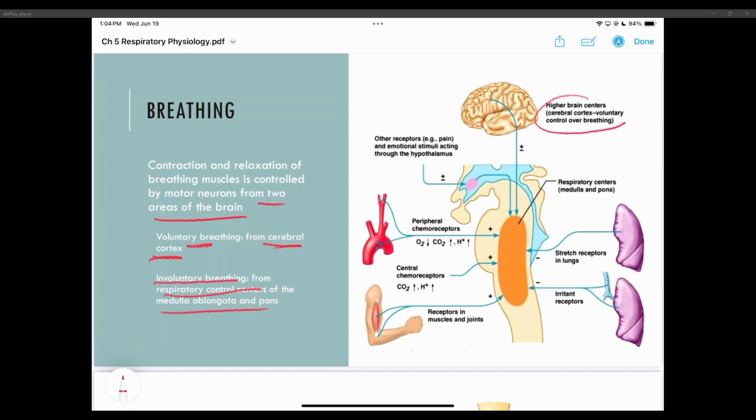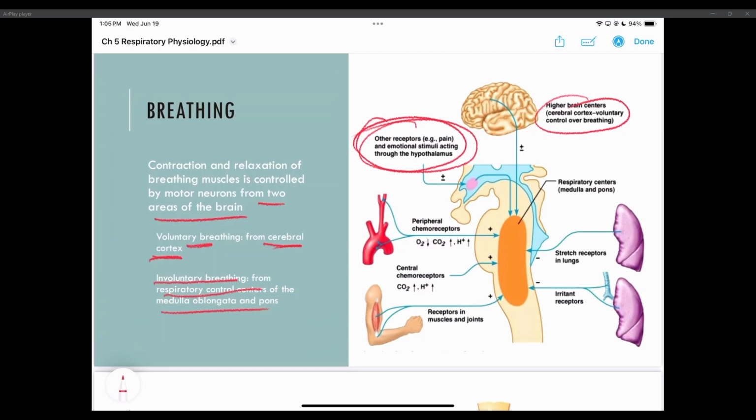So here is our voluntary control coming from the cortex. We get input from other receptors. Because remember, if you ever had an anxiety attack and you start breathing heavy, that is the input coming from these areas saying we're having an attack. Start breathing heavy. It's induced from those other places to control your breathing and make you breathe heavier.